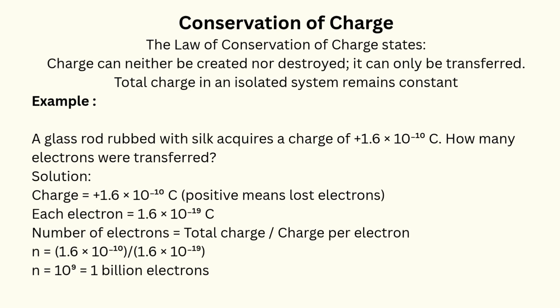Here in the example, the glass rod becomes positively charged, which means it has lost electrons. The silk cloth must have gained exactly the same number of electrons by the law of conservation of charge.